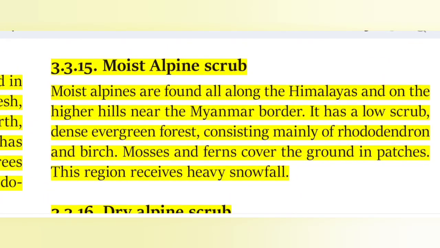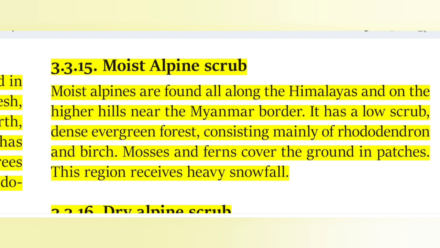Next is moist alpine shrub. Moist alpine is found all along the Himalayas and on the higher hills near the Myanmar border. It has low shrub, dense evergreen forest consisting mainly of rhododendron and birch. Mosses and ferns cover the ground in patches. This region receives heavy rainfall.